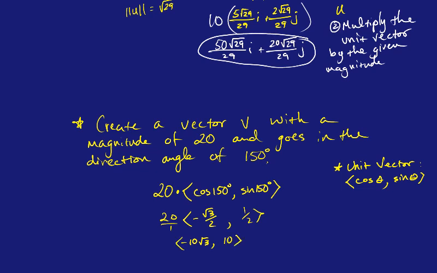And there is your vector. It has a magnitude of 20, and it goes in the direction of 150 degrees. Those are two ways you can create vectors. There are other ways too, but those are two pretty basic ways that you can do it.